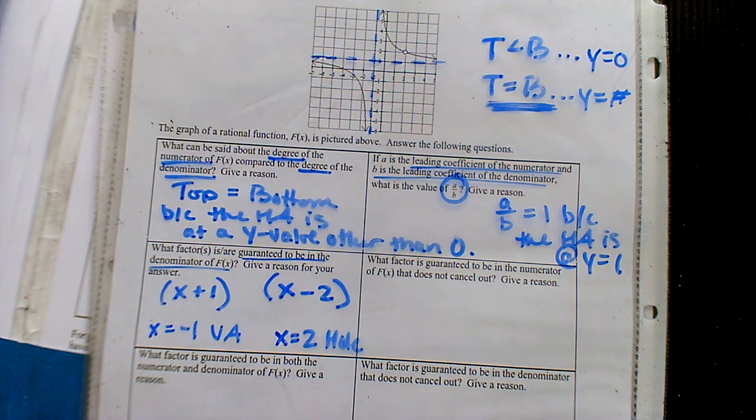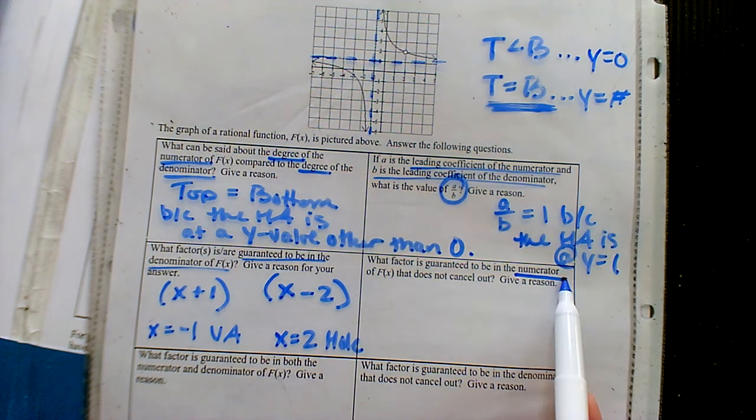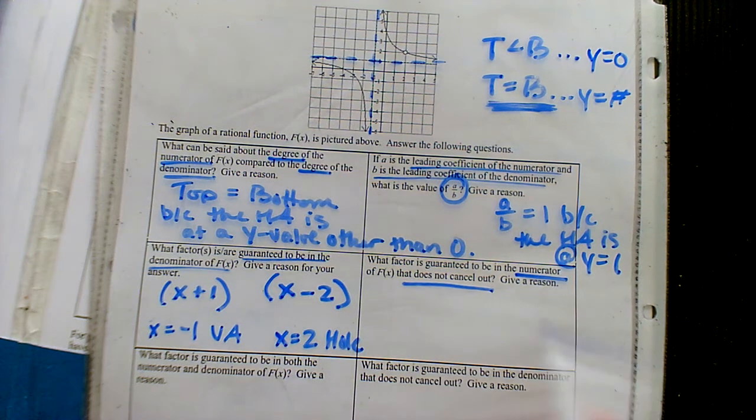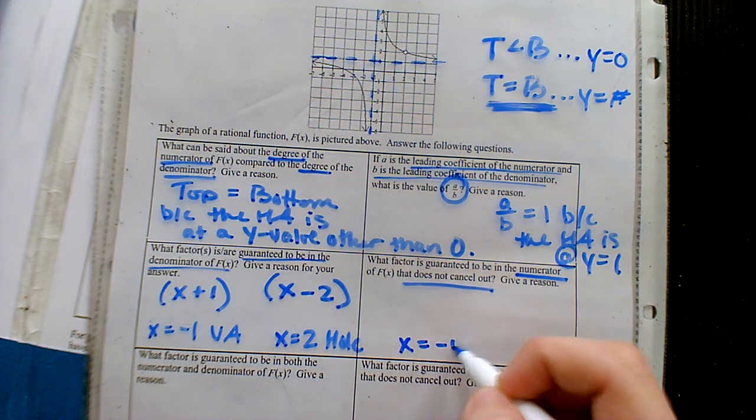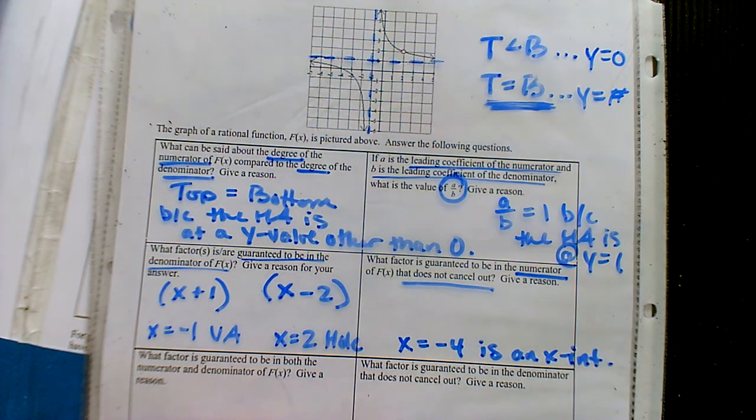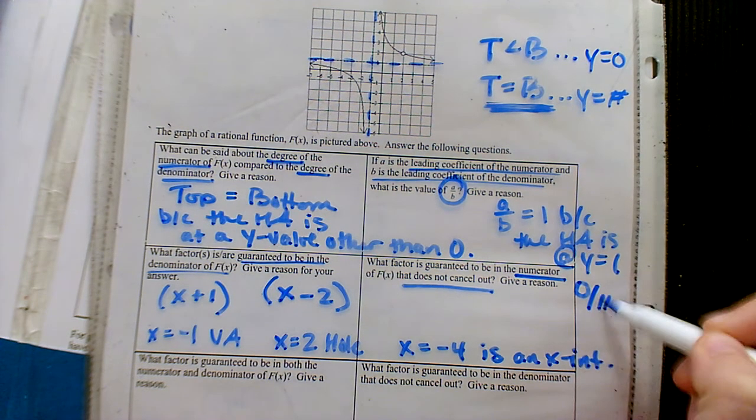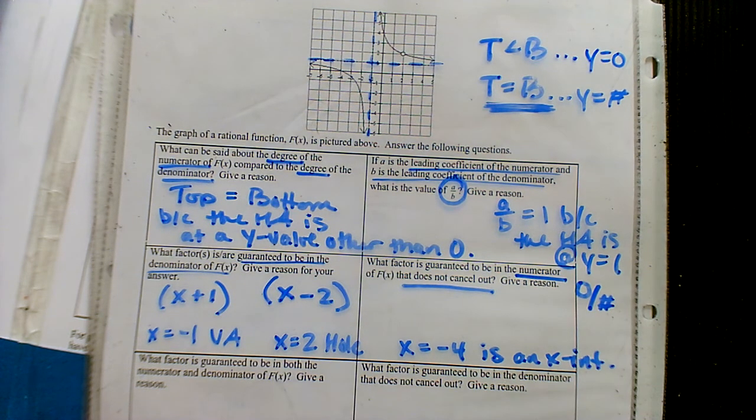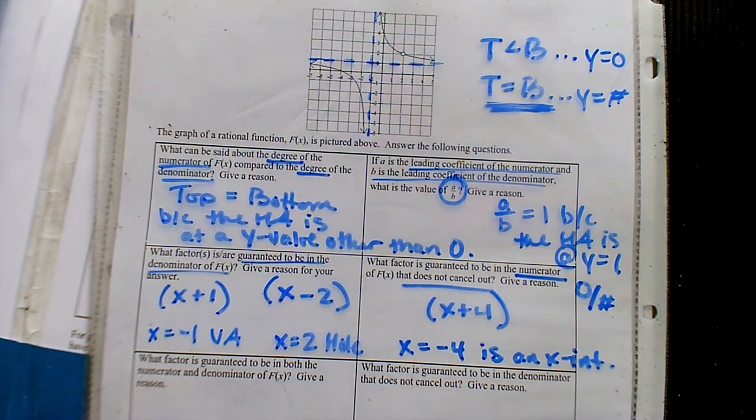If we keep this idea of factors going on here, what factor is guaranteed to be in the top but not the bottom? Meaning it doesn't cancel out, but you do have something up top, yeah? -4. How'd you know? Because it's the root. All right, x equals -4 is an x-intercept. So that means we'd have a 0 up top, but a number on the bottom. So the related factor would be x plus 4.